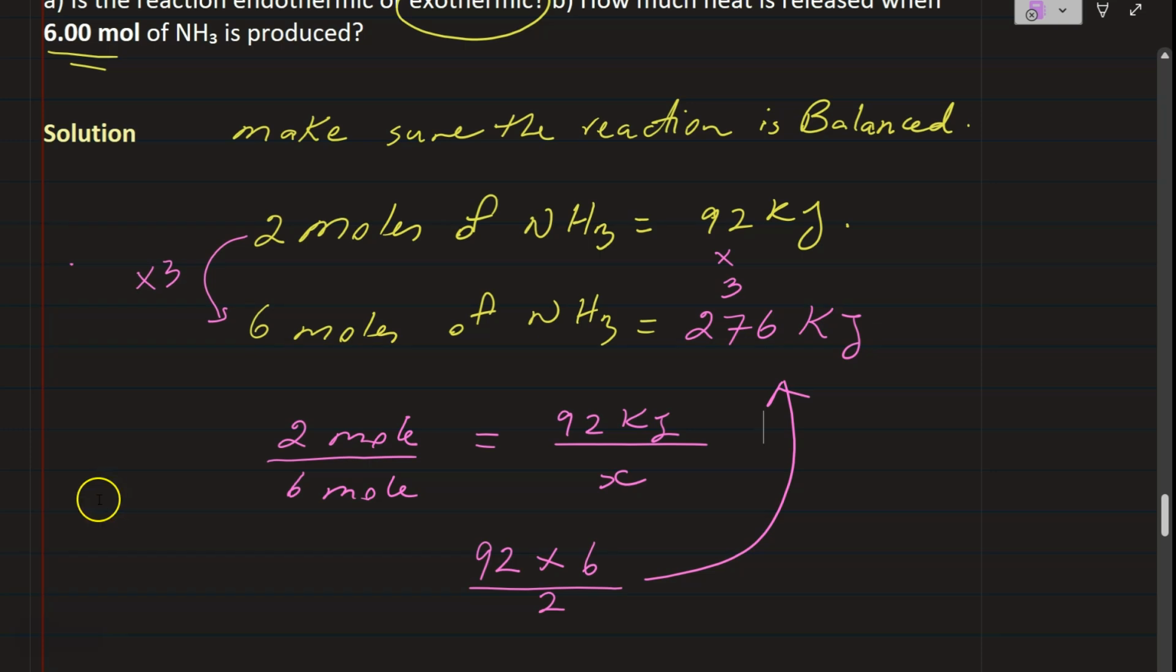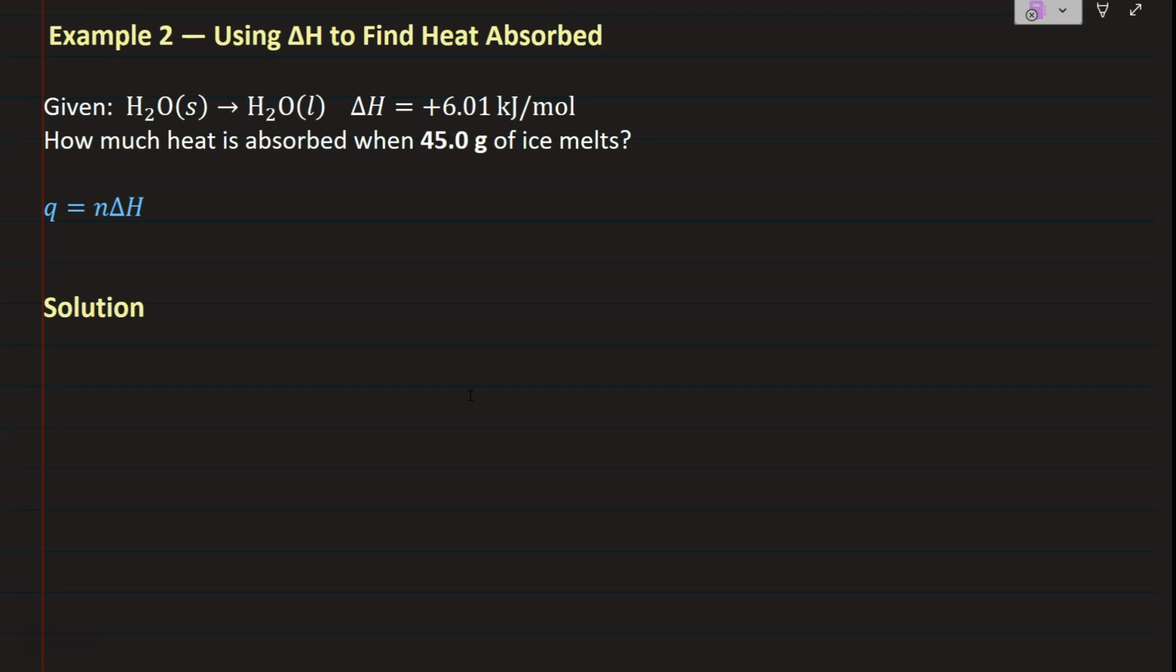Let's look at another question. In example 2, we're going to use delta H to find heat absorbed, but this time there is a little bit of a twist to that. We have this equation: H2O solid, this is the ice, and then of course it becomes liquid based on this reaction, and delta H is positive 6.01 kilojoule per mole, right? This is actually more of a phase change. That's why we are using a phase change equation for heat, instead of the original heat equation with the specific heat capacity.